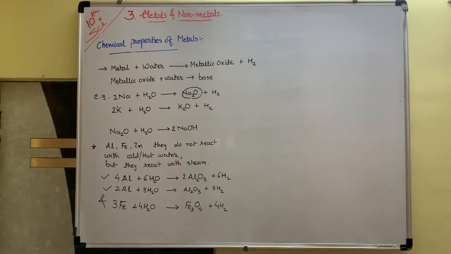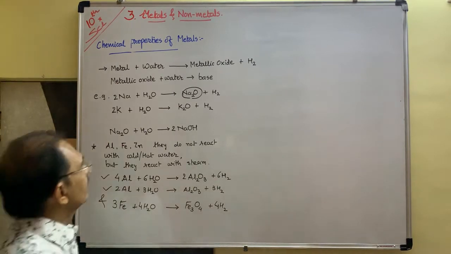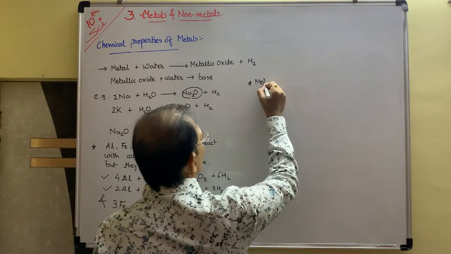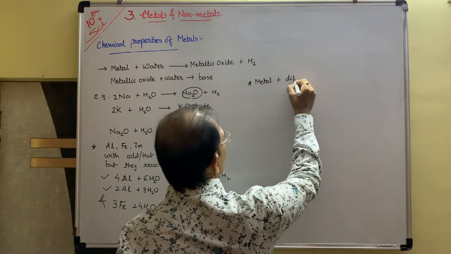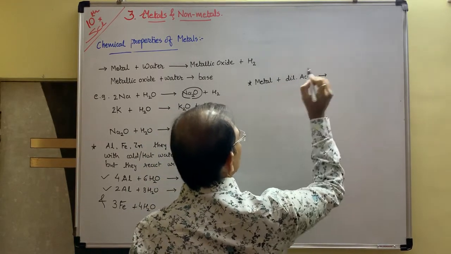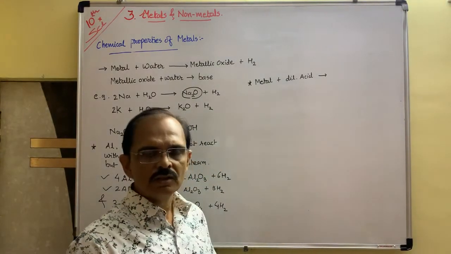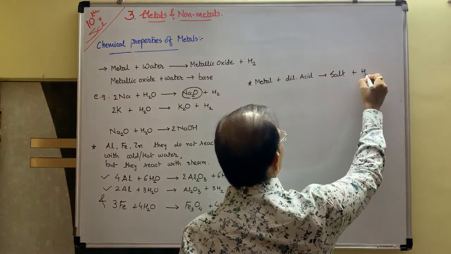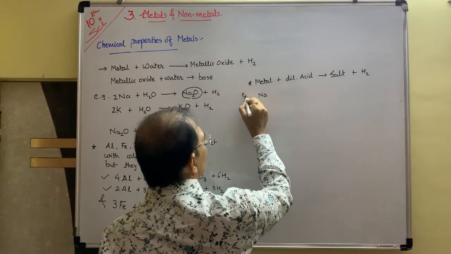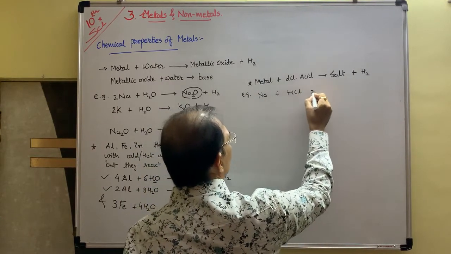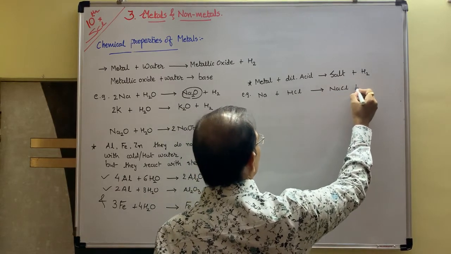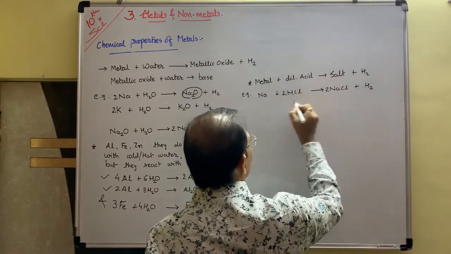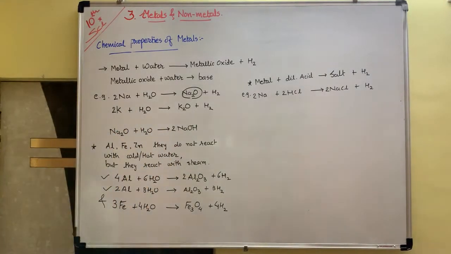Now what happens when metal reacts with acid? Metal generally reacts with dilute acid, and forms salt, and it releases hydrogen gas. Salt and hydrogen gas. As for example, sodium when it reacts with dilute hydrochloric acid forms NaCl, salt, and hydrogen gas is released. Okay, so generally metal reacts with dilute acid.